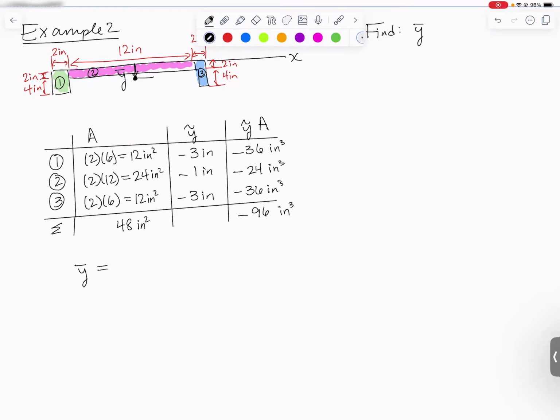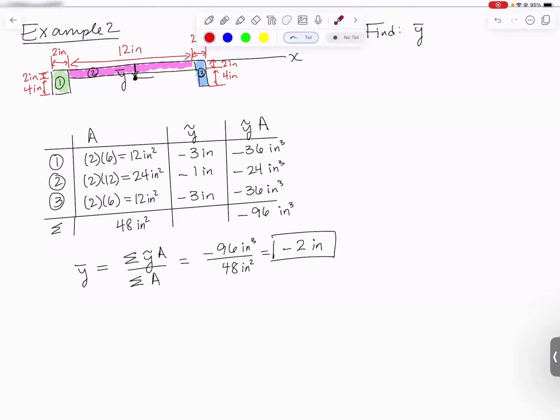To find y bar, I take the sum of the y tildes times area divided by the sum of the areas, which is minus 96 inches cubed divided by 48 inches squared. And this comes out to be exactly minus 2 inches. And hopefully that makes a little bit of sense given the shape. We know that the value has to be in between the minus 1 and the minus 3 because we're taking basically a weighted average of those values, so it can't end up outside of those. And so minus 2 seems to make sense for this problem.